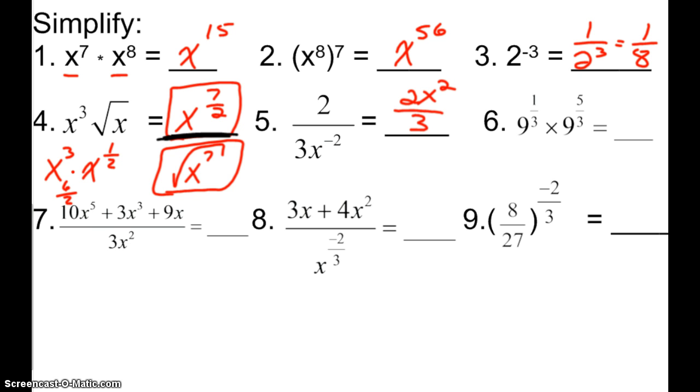In number 6, we have 9 that has the same base. So the exponents we would add together, and 1/3 and 5/3 would give us 6/3. So we'd have 9 to the 6/3 power, which is obviously 9 squared, or 81.